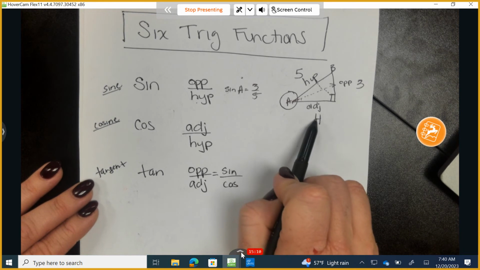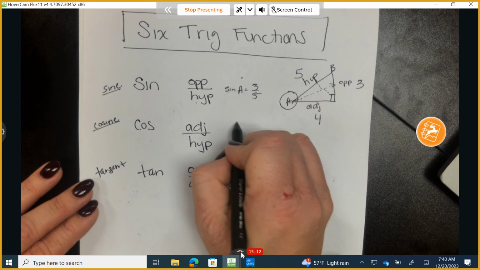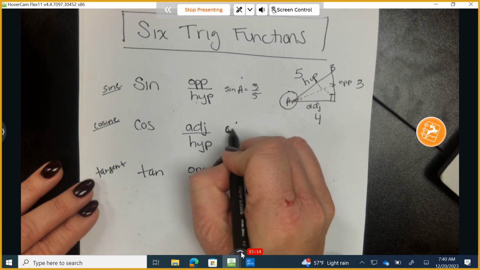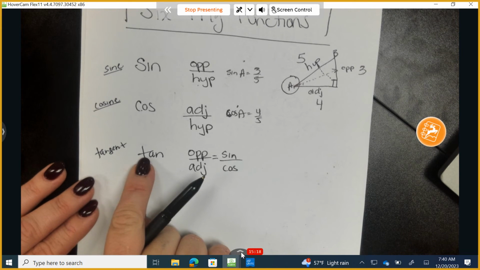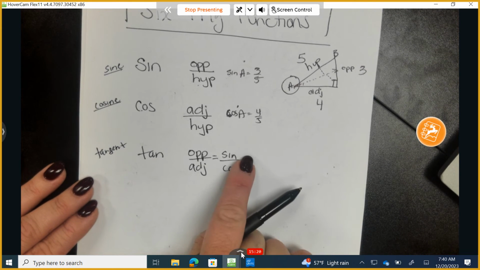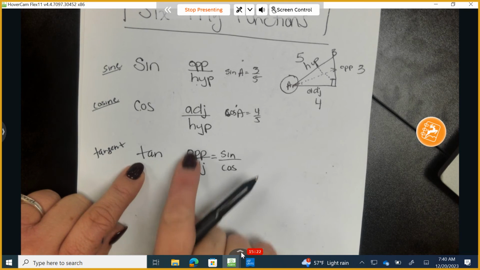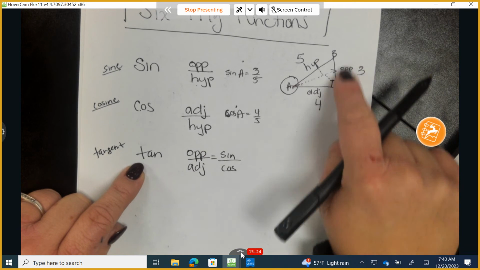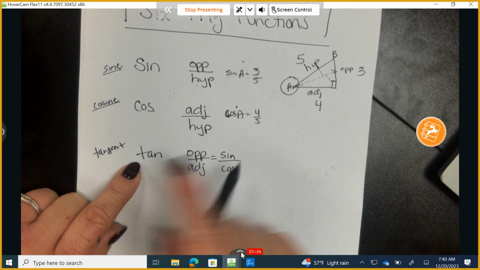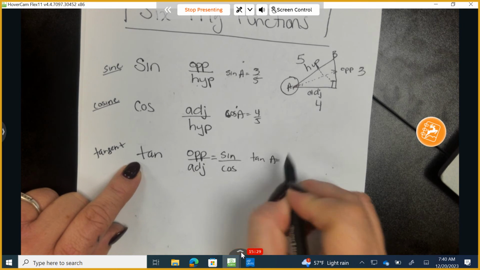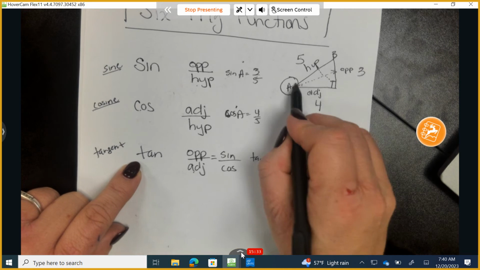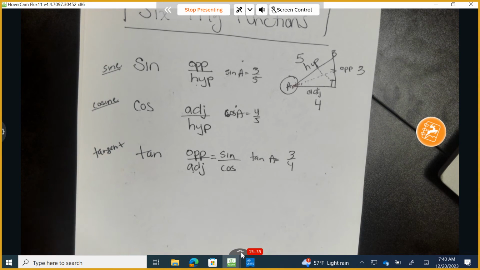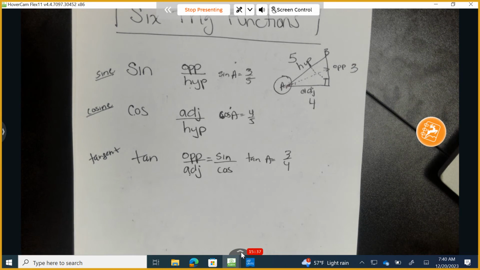Okay, adjacent would be 4, hypotenuse is 5. So cosine of A would be 4 over 5. Now tangent, there's a couple different ways we can choose to think of this. So I think the easiest will be opposite over adjacent when I see a triangle. So tangent of angle A is going to be the opposite side, that's 3, over the adjacent side, which is 4. Can I have a thumbs up or thumbs down right now if you're understanding how it's created?